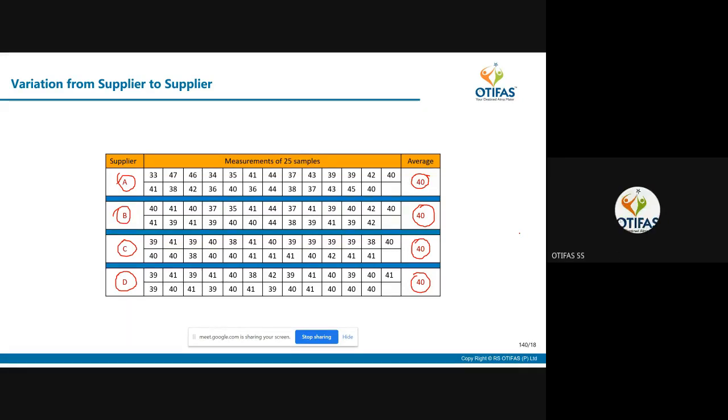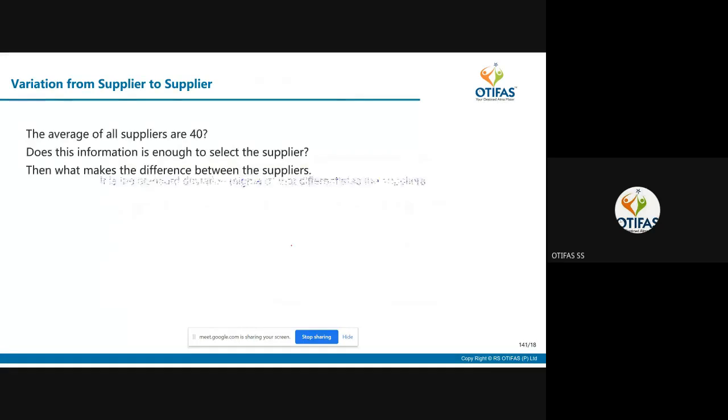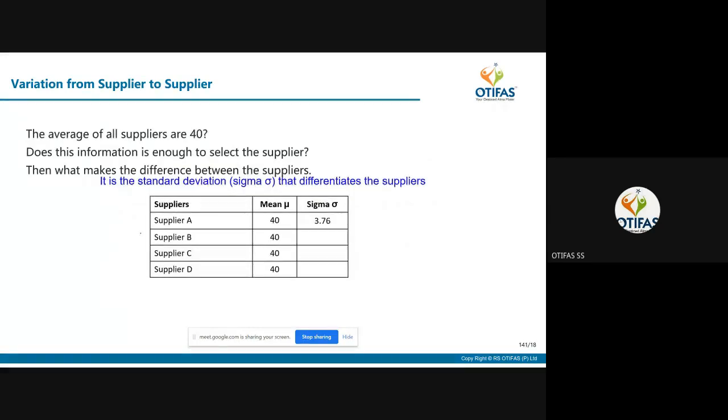We have to calculate the Cp first. So this data is not enough to identify which supplier is better. Now tell me, the mean is the same for all. What is going to make the difference? Standard deviation. Now standard deviation is going to make the difference. Let us see.